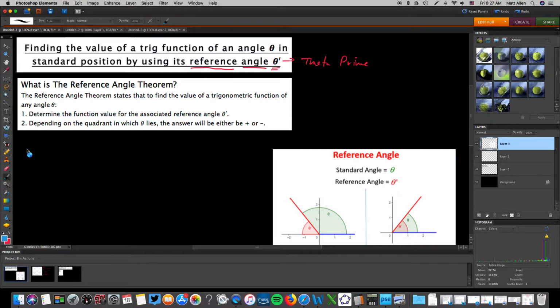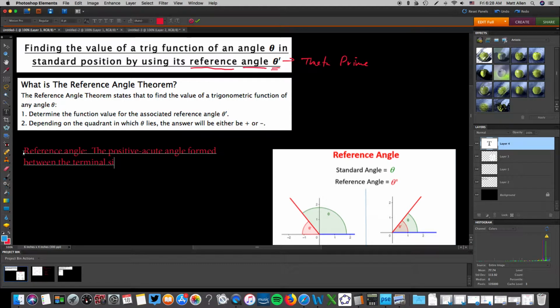We say a reference angle. Let's see if this will type here for us. Let's try this again. Thanks for being patient with me, guys. We say a reference angle: the positive acute angle formed between the terminal side of theta and the x-axis.